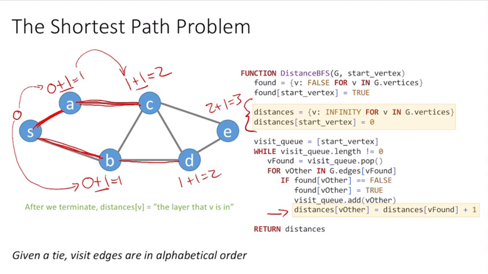And usually I have this as coming from C. So another way to think about this is A and B are in the first shell away from the start vertex. C and D are in the second shell. They're both 2 hops away. And E is in the third shell away from the start vertex.